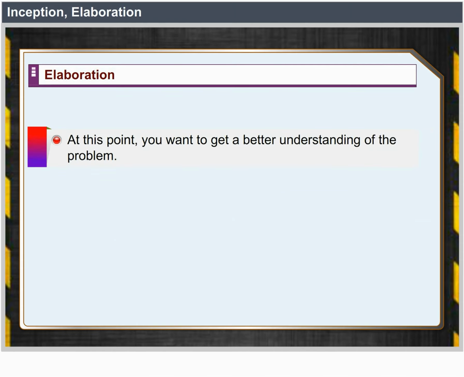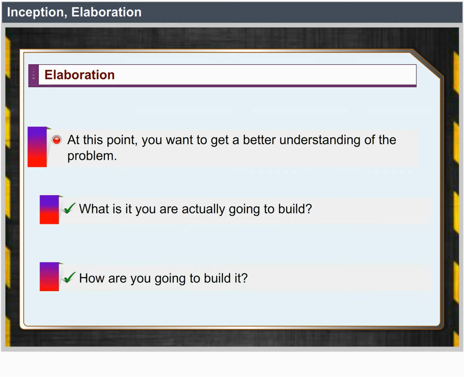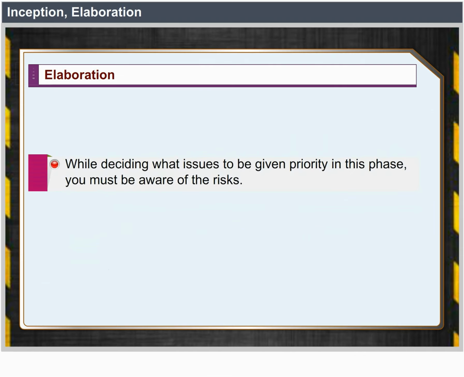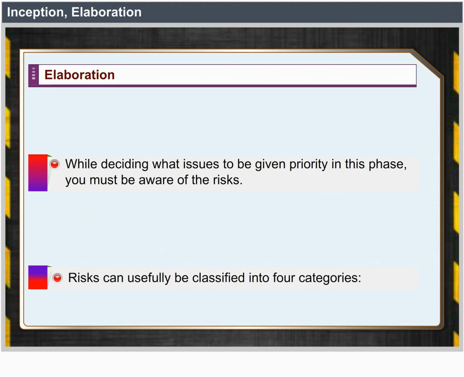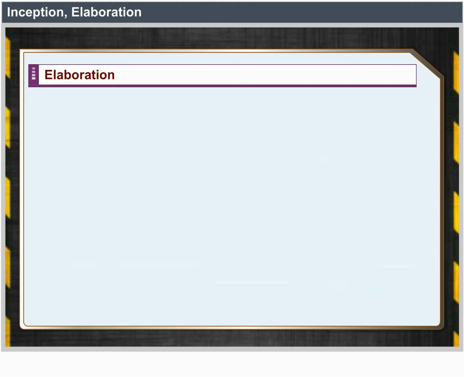Elaboration. At this point, you want to get a better understanding of the problem. What is it you are actually going to build? How are you going to build it? While deciding what issues to be given priority in this phase, you must be aware of the risk. Risk can usually be classified into 4 categories.